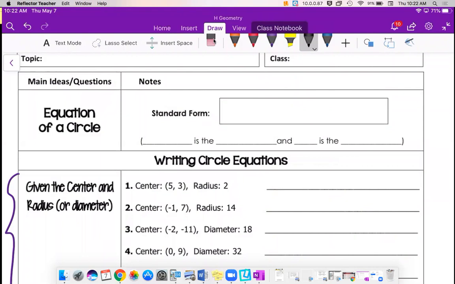Okay, so standard form of a circle looks like this. You have x minus h squared plus y minus k squared equals your radius squared. So that's the equation of a circle.